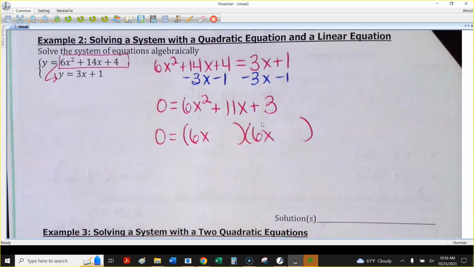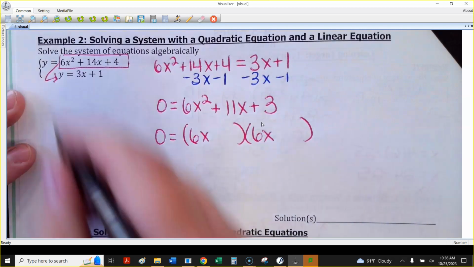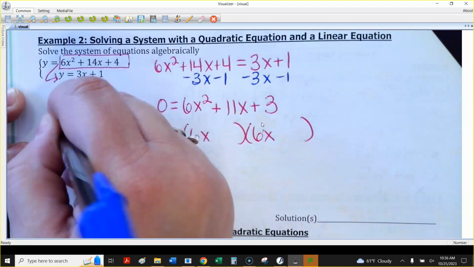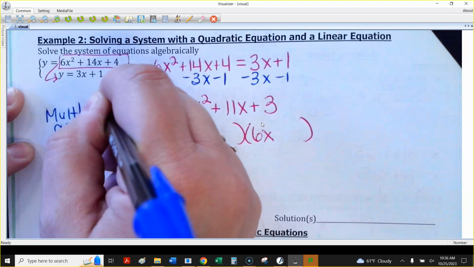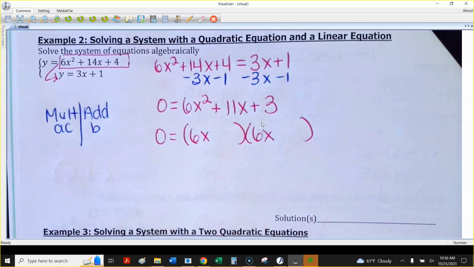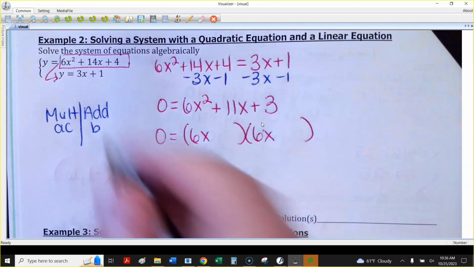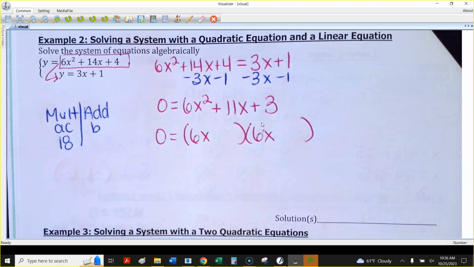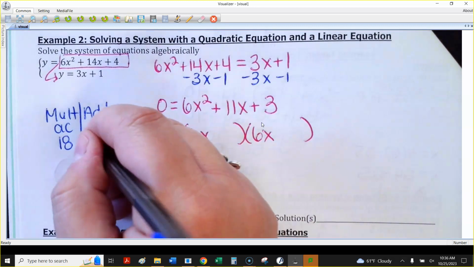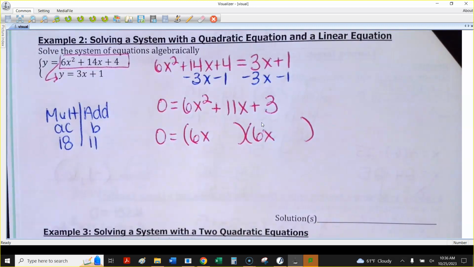And I'm going to write this out here real quick to the side. So I'm multiplying a times c, add to b. In this question, the a value is the 6. So first times last, this would just be 6 times 3, so that'd be 18. And then I want to add up to that b value, which is 11.